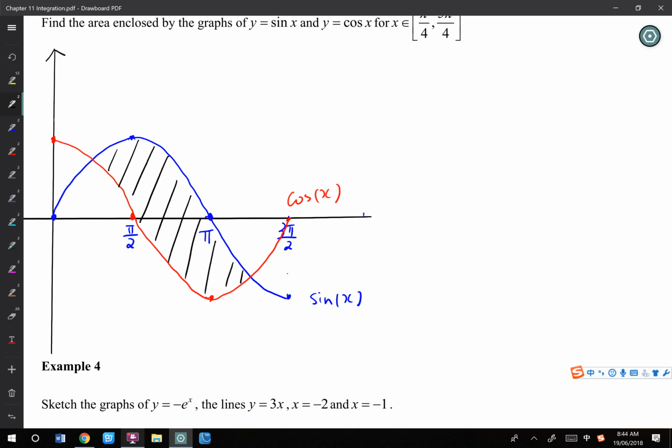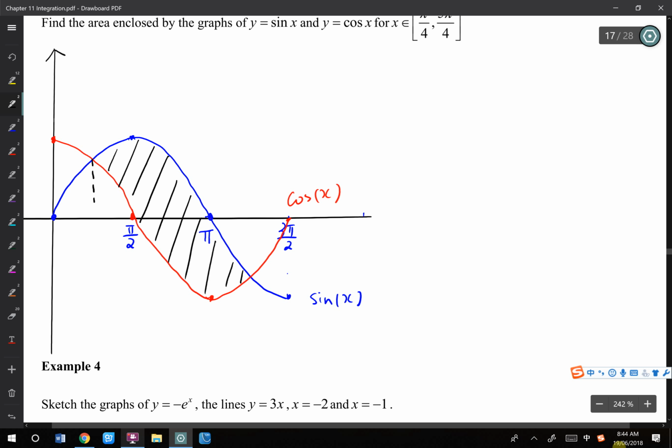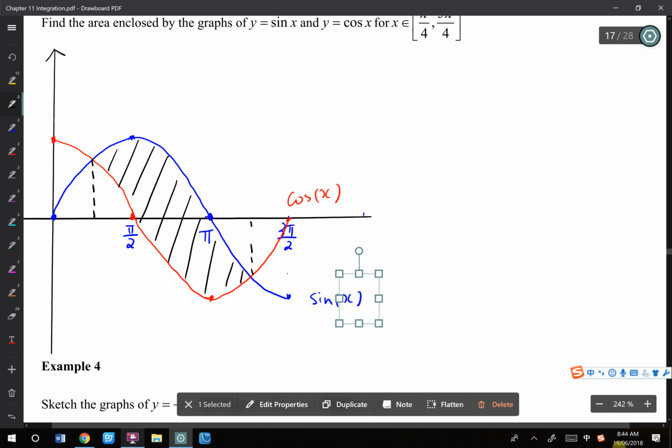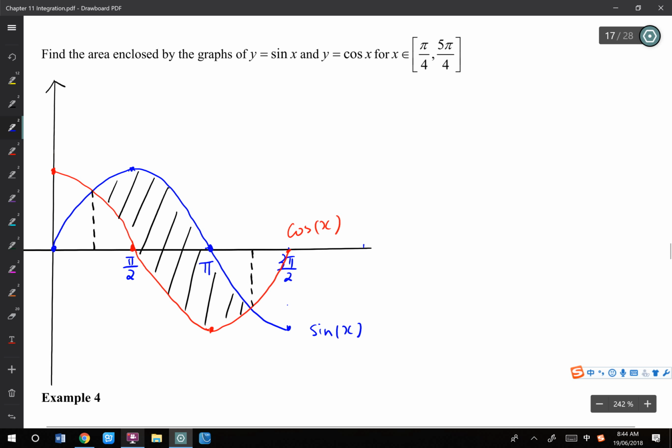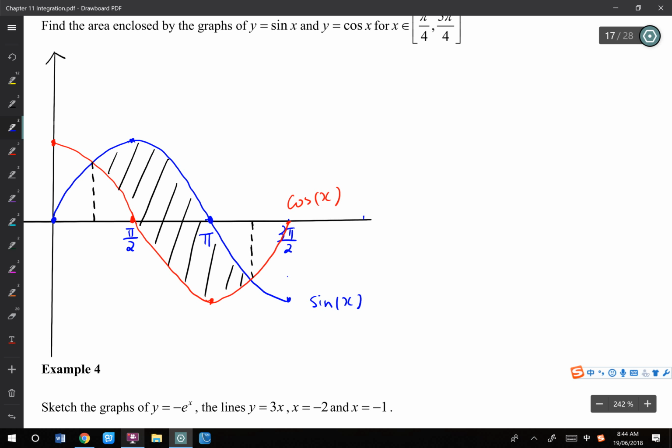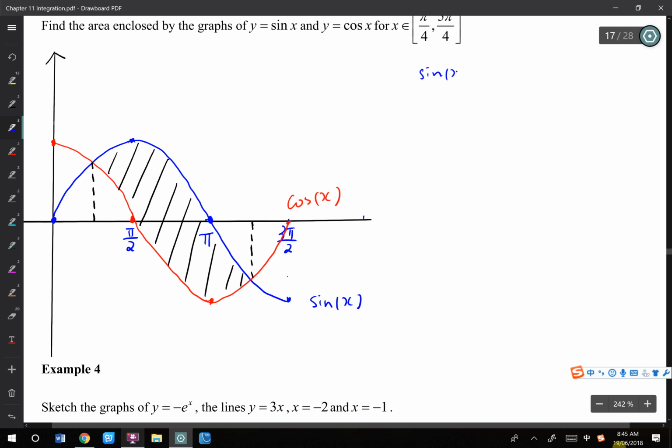But I need to work out what's the intersection here. So those 2 points, what I can do is sine x needs to be the same as cosine x. Then I can solve tangent x equals to 1. Tangent x equals to 1 means x equals to pi on 4.